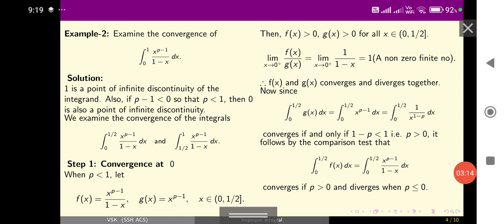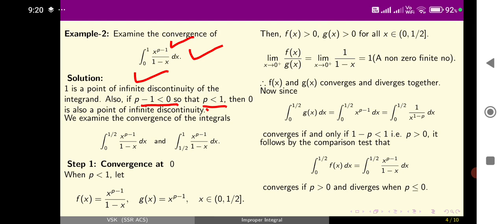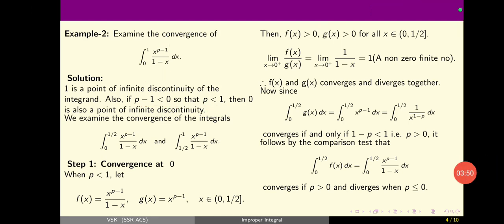Now let us see example number 2. Examine the convergence of the integral from 0 to 1 of x to the power p minus 1 upon 1 minus x dx. Now solution, clearly 1 is the point of infinite discontinuity of this integrand, and also if p minus 1 is less than 0, that is p is less than 1, then 0 is also a point of infinite discontinuity.